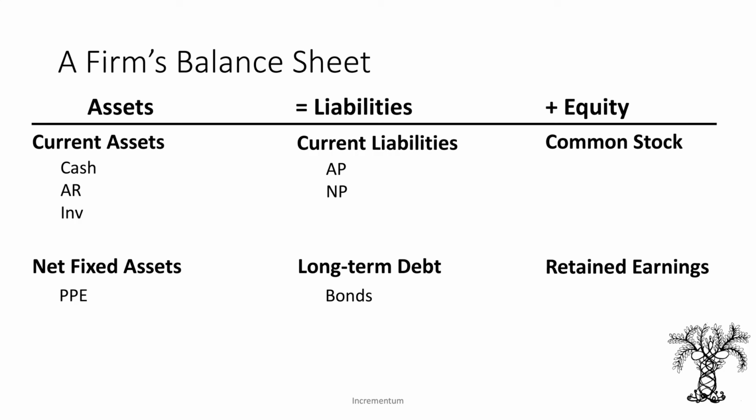Current liabilities, you'll generally see accounts payable and notes payable. And long-term debt, you'll generally just see as long-term debt. Sometimes you'll see it as bonds. Common stock and retained earnings are usually just common stock and accumulated retained earnings. If you know this basic balance sheet template setup, then you can solve any balance sheet problem. We'll have some videos where you can see how that's done. But this is your basic balance sheet template.